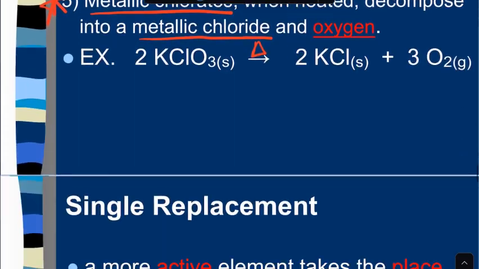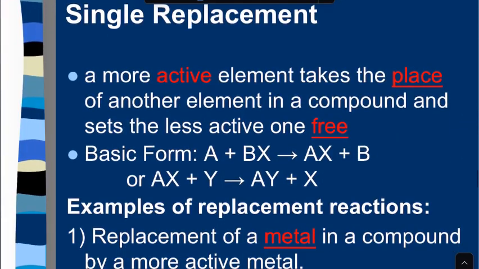So let's move on to single replacement. So in single replacement, what's going to happen is we have a more active element that's going to take the place of another element in a compound, and it sets the less active one free. Okay, so let's take this a little bit at a time.